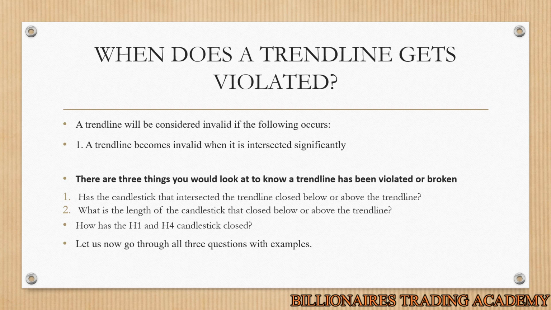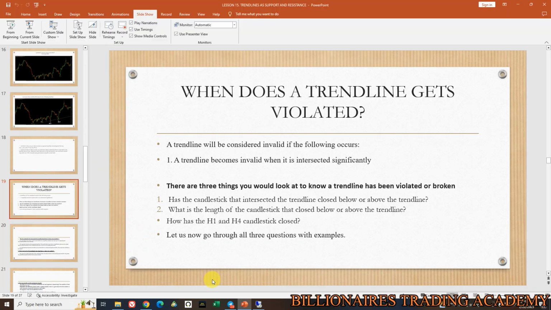Now, how do you know a trend line is violated? Now, there are three things you would look at to know a trend line has been violated. One, you look at the candlestick that intersected the trend line. Has it closed below or above that trend line? Then you look at the length of the candlestick, has the one that closed above or below. Then look at the H1 or H4. So now let me just show you what we mean.